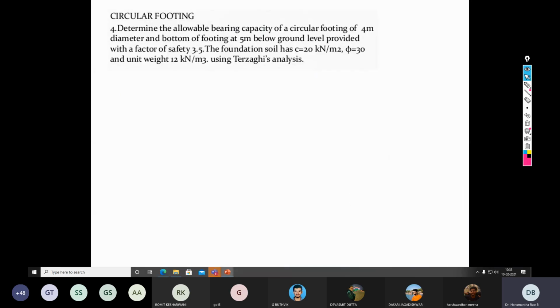Okay, now this is circular footing. So let us try to repeat the same thing. Determine the allowable bearing capacity of a circular footing of 4 meter diameter and bottom of footing at 5 meter below ground level, provided with a factor of safety 3.5. The foundation soil has C 20 kilopascals and phi 30 degrees and unit weight 12 kilonewton per cubic meter. So use Terzaghi's analysis. Okay, so this is also a very simple sum.